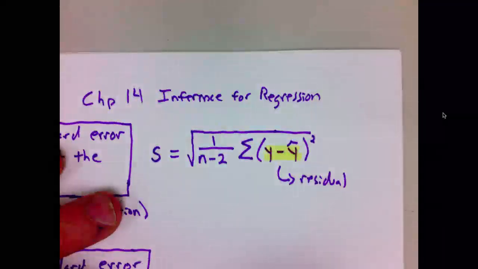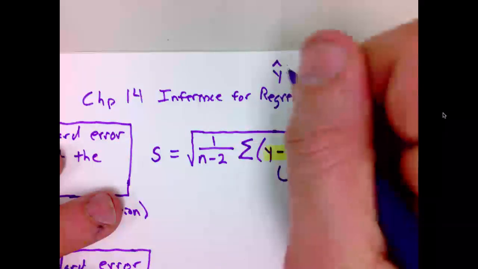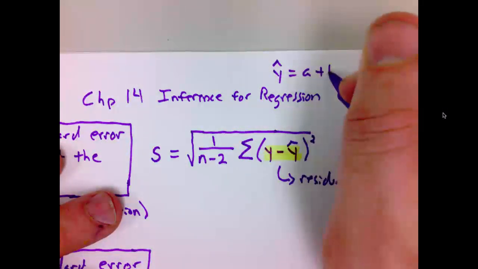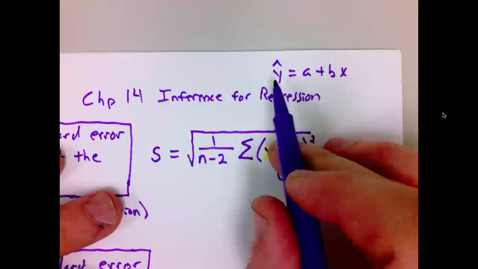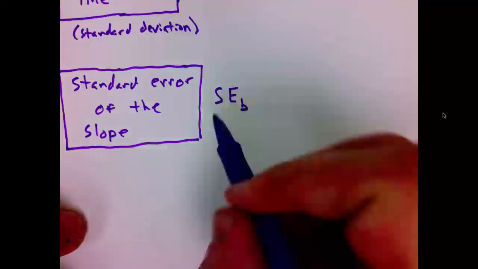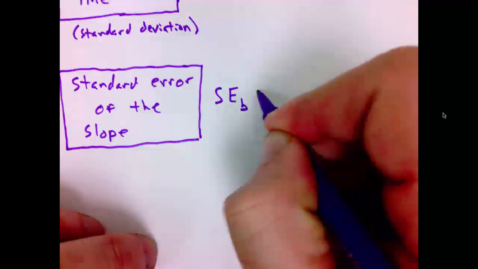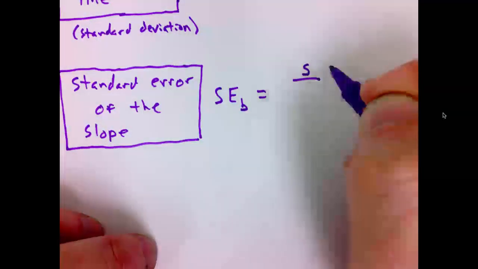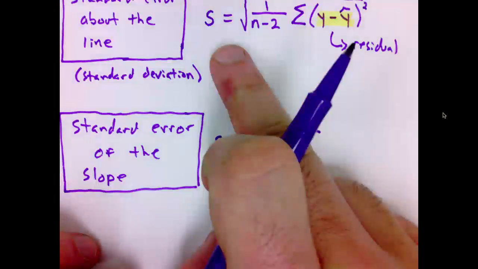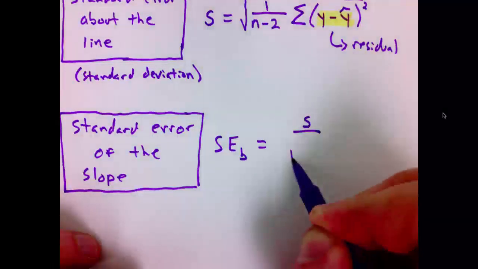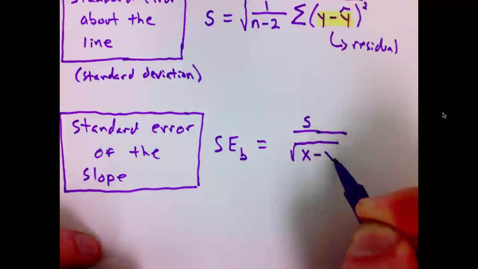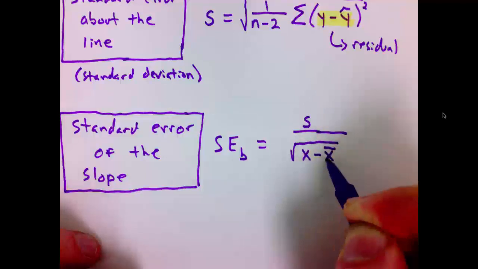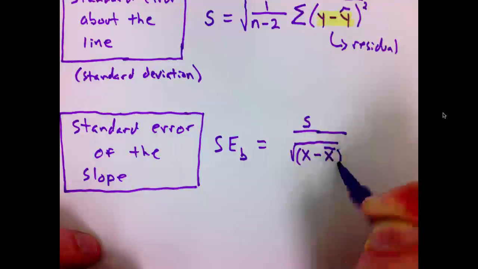Remember, our regression equation was y hat is a plus bx, where b is the slope and a is the y-intercept. y hat is our predicted y value. So the standard error of the slope is going to be equal to s, that is the previous standard deviation that we just found, divided by the square root of the sum of each x minus the mean x, quantity squared.